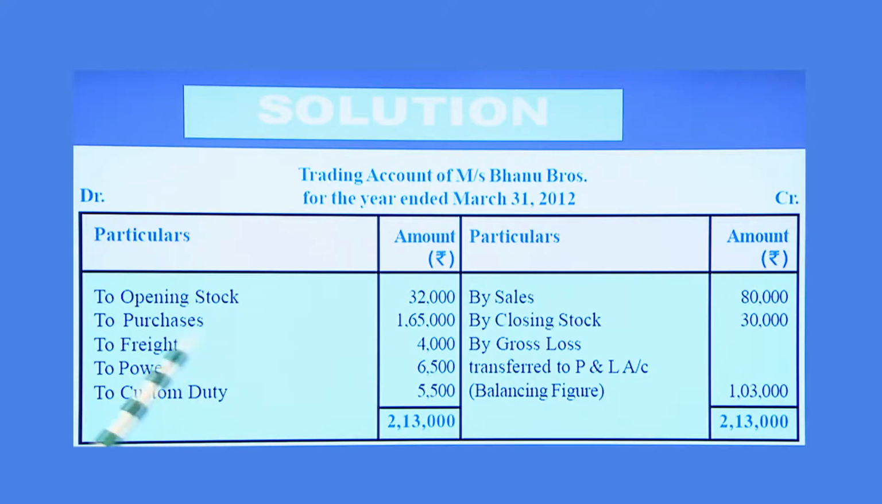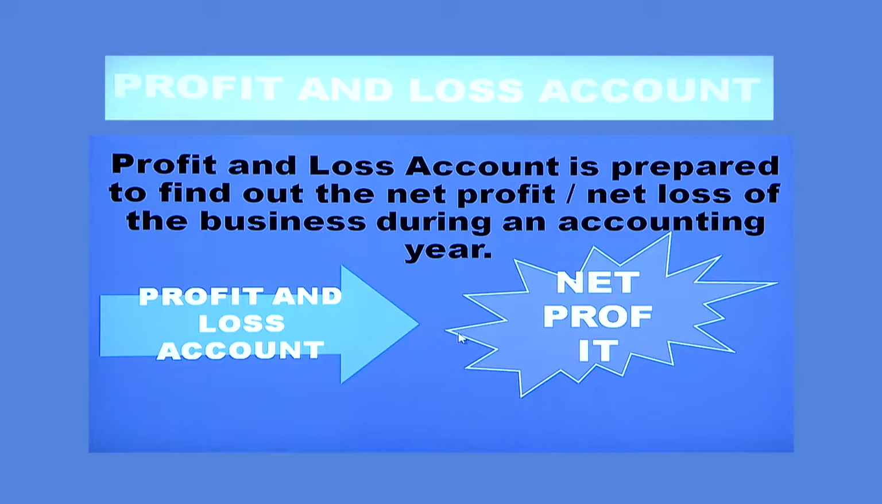Here is the solution: to opening stock, to purchases, to freight, to power, by sales, by closing stock. In this question, to customs duty also. In this question, we got a gross loss, that is the difference. There is a shortage coming on the credit side, and when we calculate the total, in order to balance the account, you are getting 2,13,000, a higher amount on the debit side. So you are getting gross loss. This will also be transferred to the profit and loss account. Then we can study the profit and loss account.